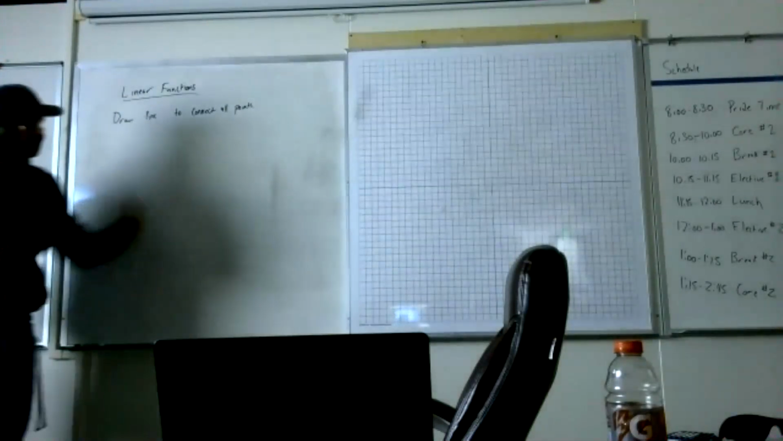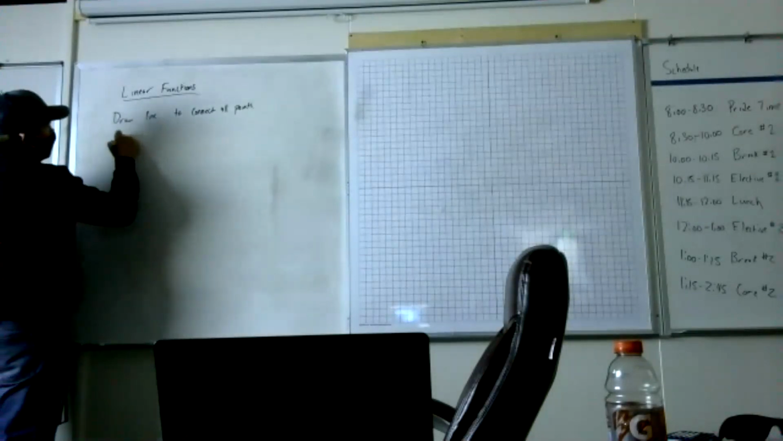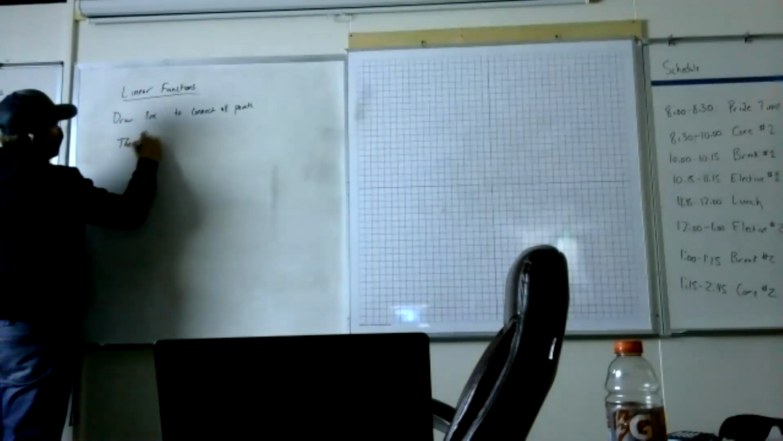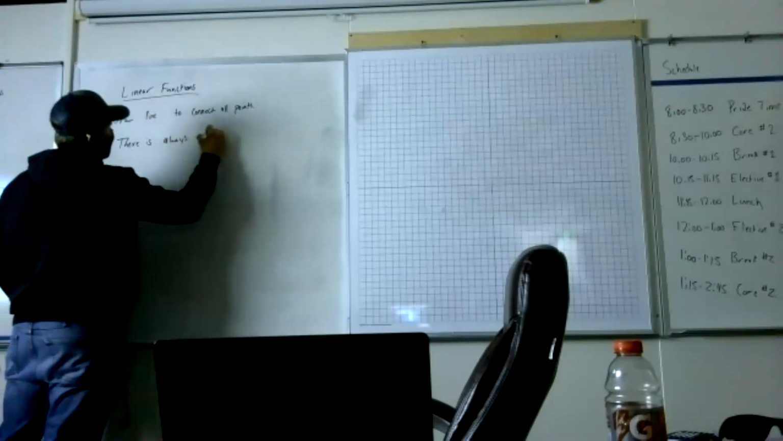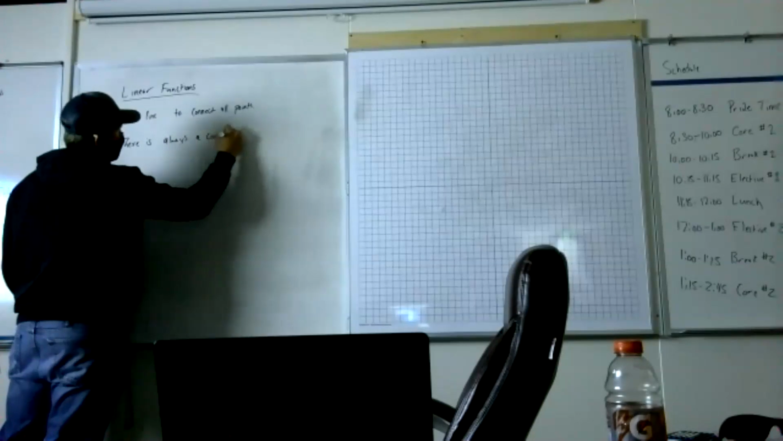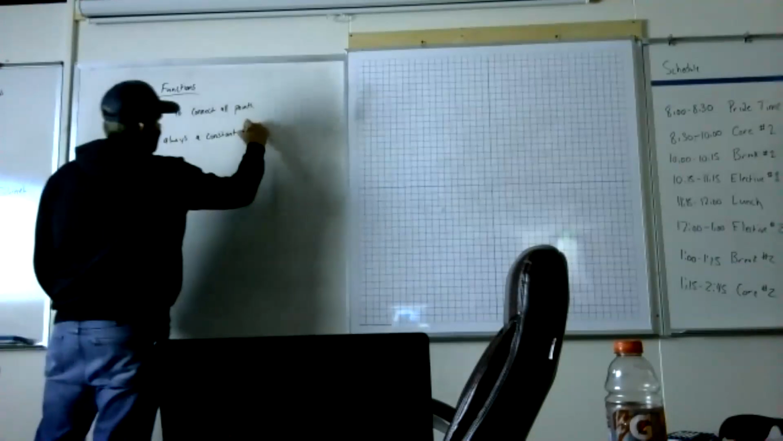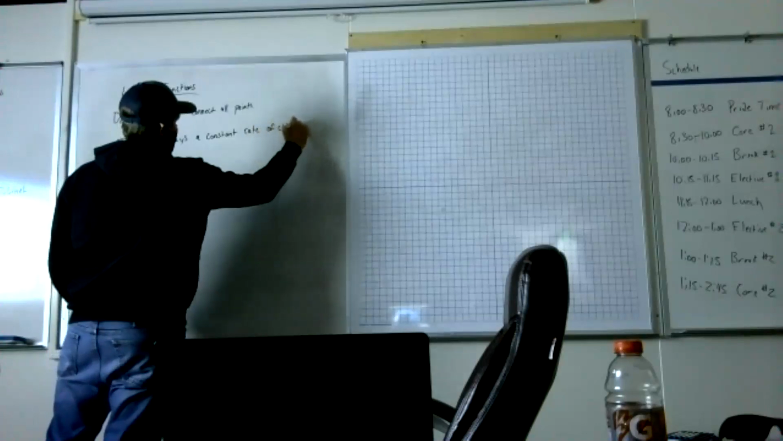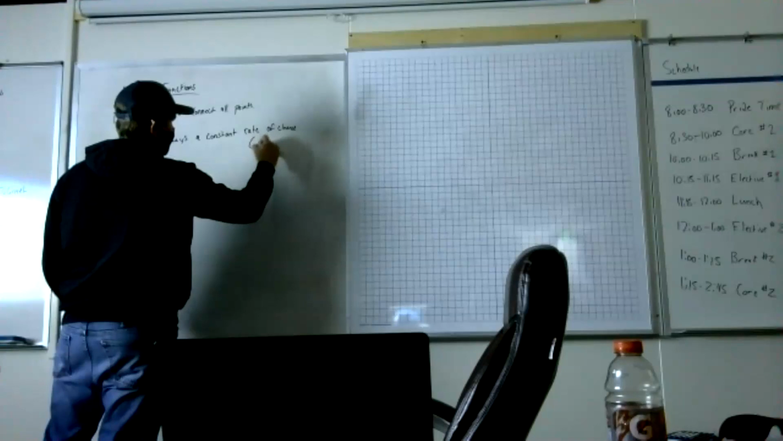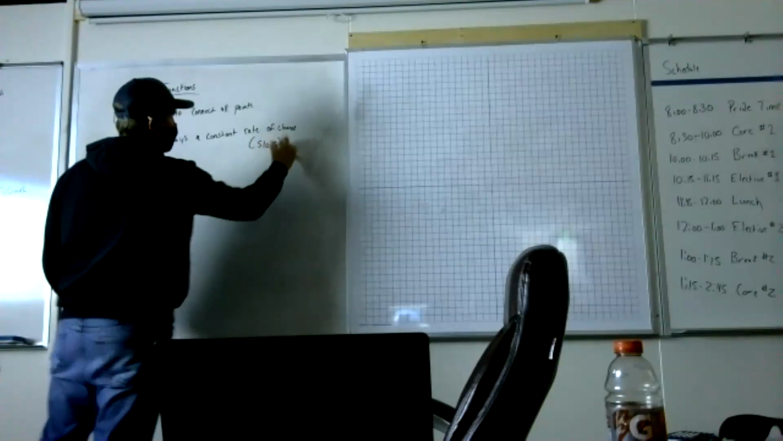Second thing, okay, there is always a constant rate of change. Okay, or rate of change, common term is just slope. Okay, it doesn't bounce between x values. It always increases by the same exact amount each and every time.